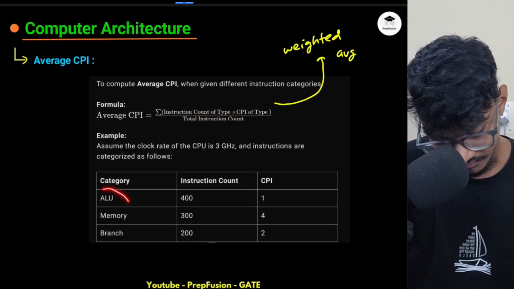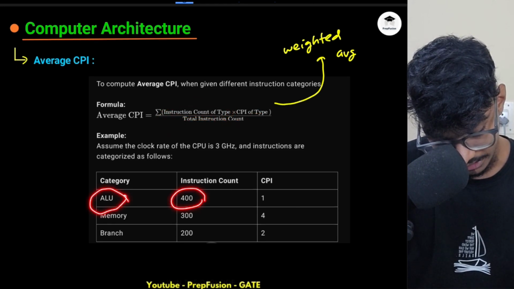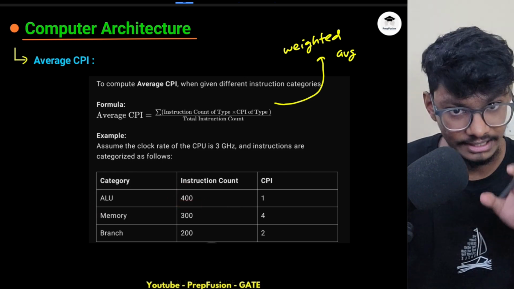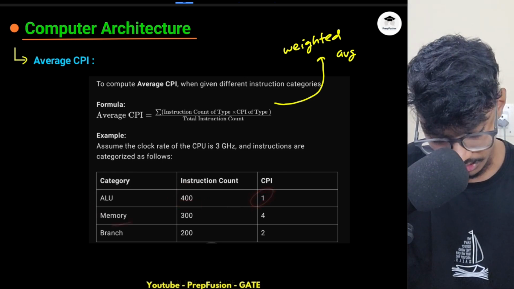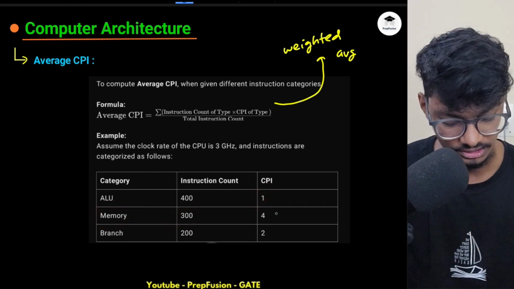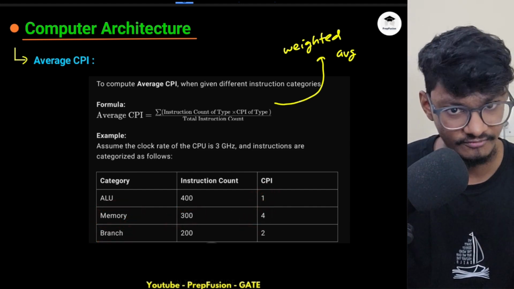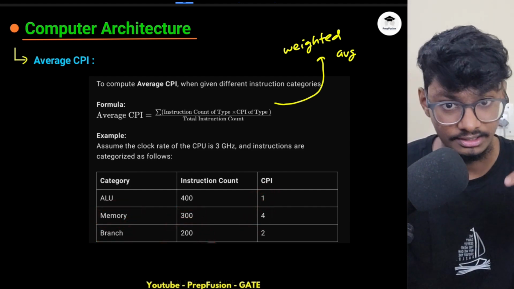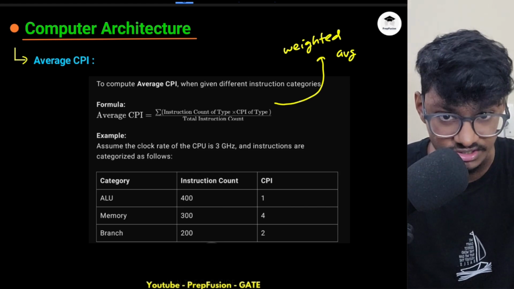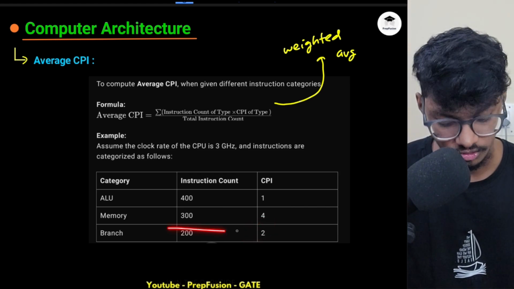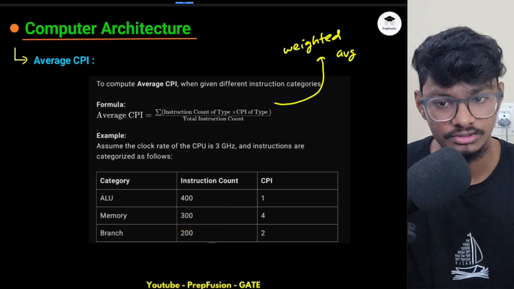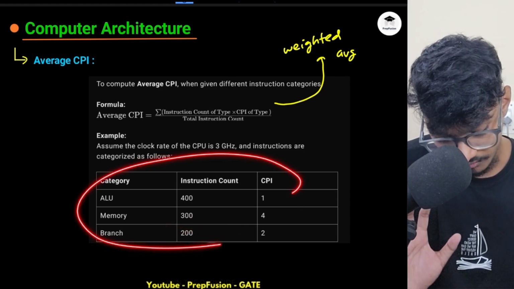So if I have ALU and ALU has 400 instructions, its CPI will be 1. Memory will have 300 instructions, its CPI is 4. Branch, there are 200 branch type instructions in a particular program, and its CPI is 2. So I will multiply individually. Once we solve a question, you will understand. So how to perform the average here?